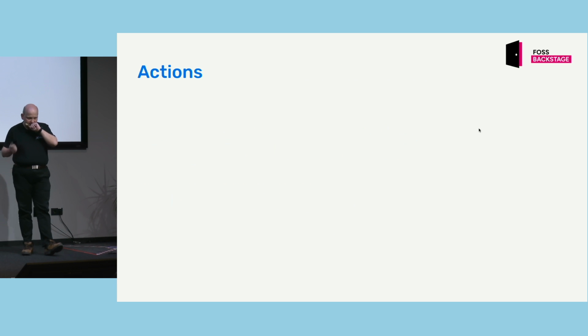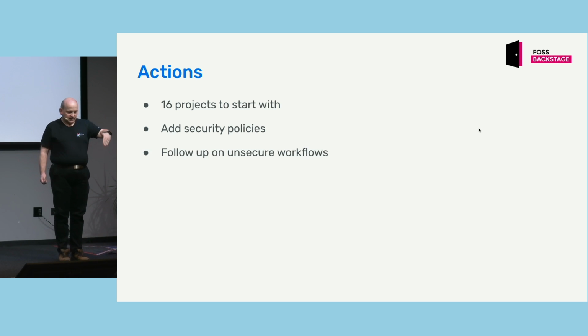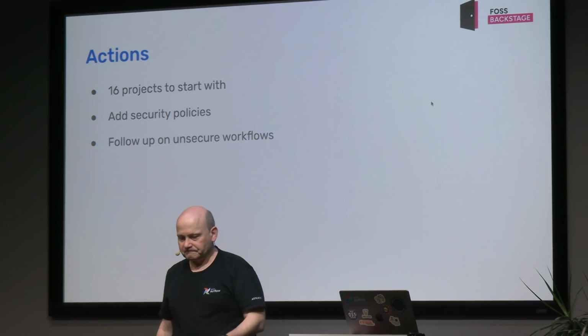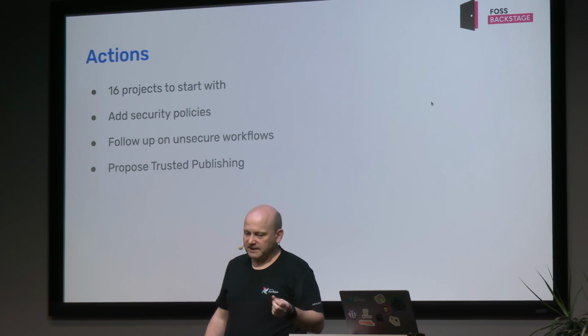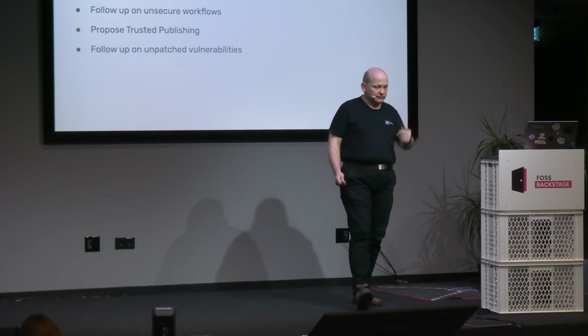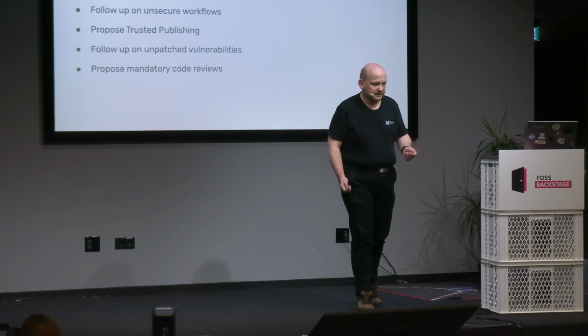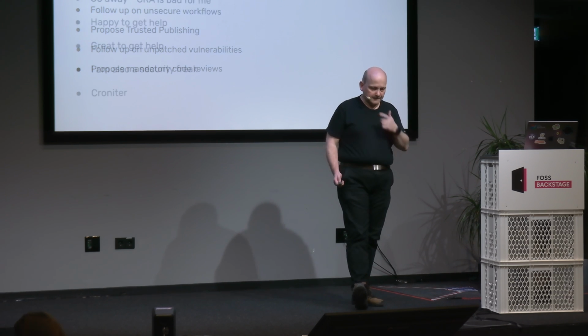So we started the experiment. We have 16 projects to start with, so we selected initially 16 projects. And we talked to them, I talked literally to all of them, proposing some fixes, adding security policies, following up on insecure workflows they have, proposing trusted publishing, following up on unpatched vulnerabilities they have, proposing mandatory code reviews. This was all funding from the Alpha Omega Fund. They are paying for my time doing that as a maintainer of Airflow.